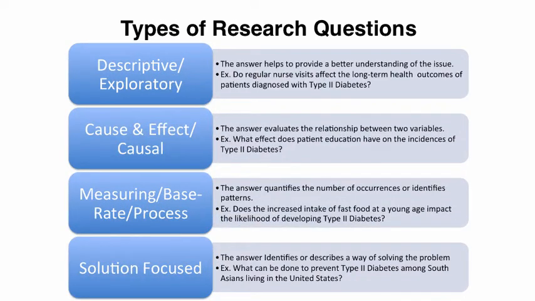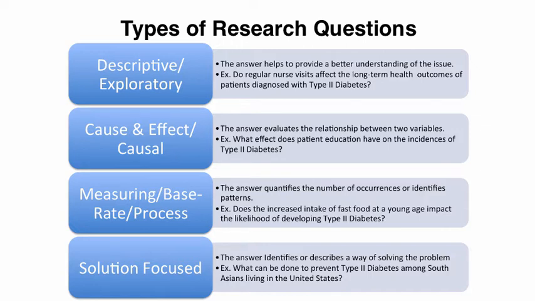So within the field of research questions, all the different types of research questions that can be asked about topics, there are different types. So descriptive or exploratory, and this just helps us to have a better understanding of the topic. If you ask a descriptive or an exploratory question, the answer that you come up with at the end would help to provide a better understanding of the issue. There's cause and effect or causal questions. And this type of question, the end conclusion of the paper, evaluates the relationship between two variables. So an example of this would be, what effect does patient education have on the incidence of type 2 diabetes?